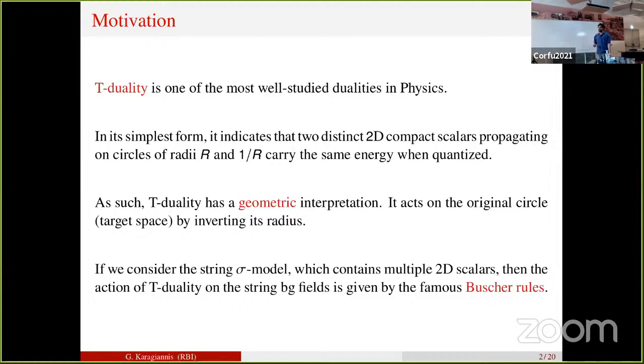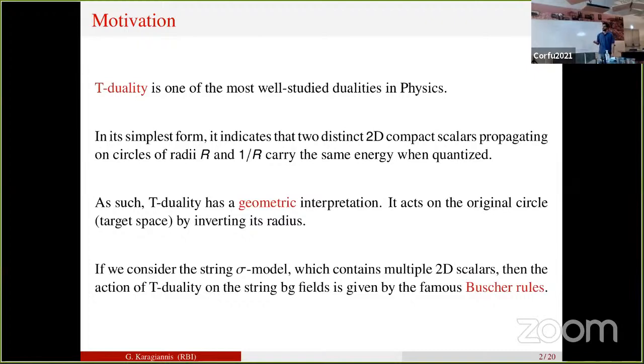And as such, it has a geometric interpretation simply because it acts on the target space, which is the original circle, by inverting its radius. And as a second step, one can consider the string sigma model, for instance, which contains multiple two-dimensional scalars. And then the action of T-duality on the string backgrounds is going to be given by the famous Buscher rules.